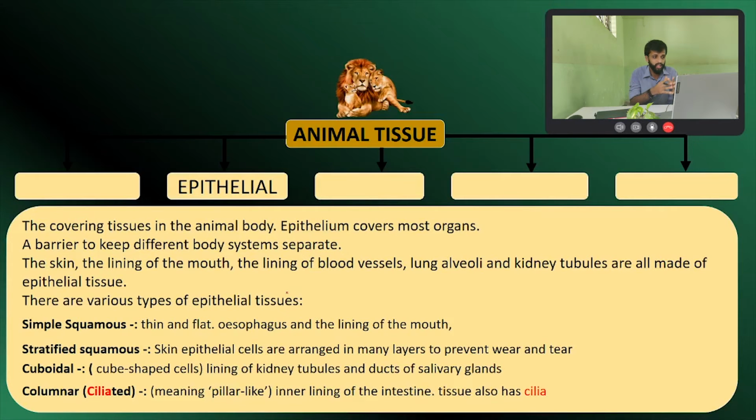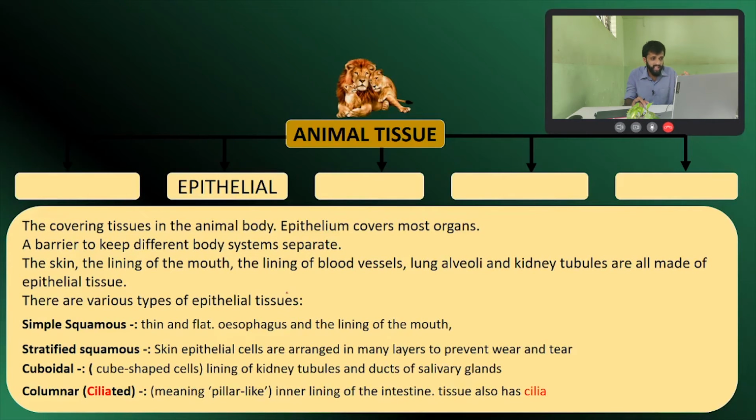Okay, so epithelial tissue is like a boundary wall. If you go to the market and you buy different vegetables, you might put them in separate different bags, right? So that you are separating them. Just like that, the epithelial tissue covers different organs together and keeps different organs of the body separate.